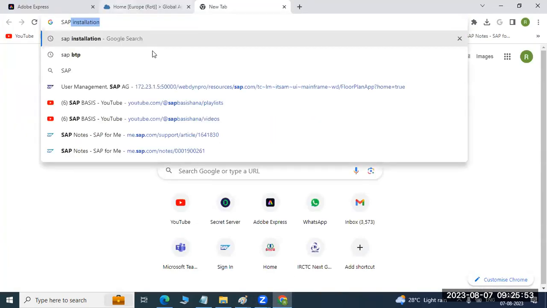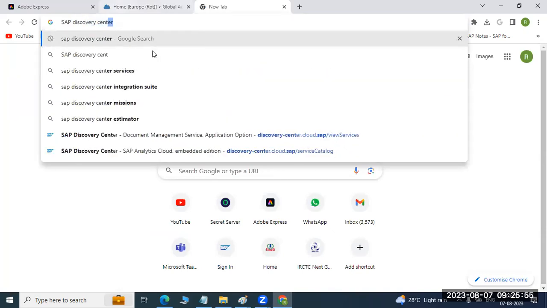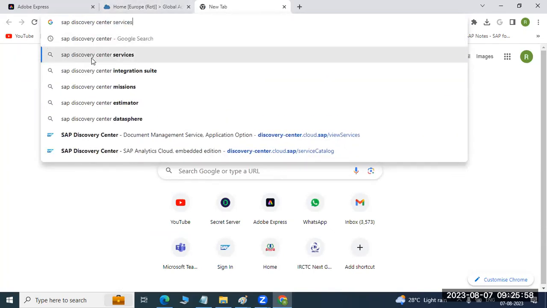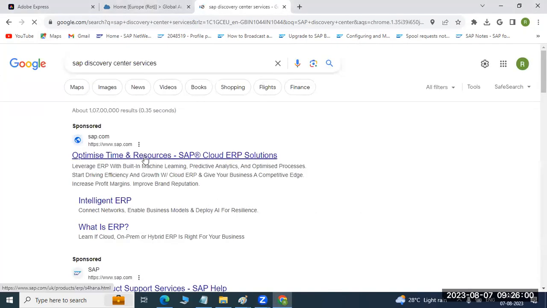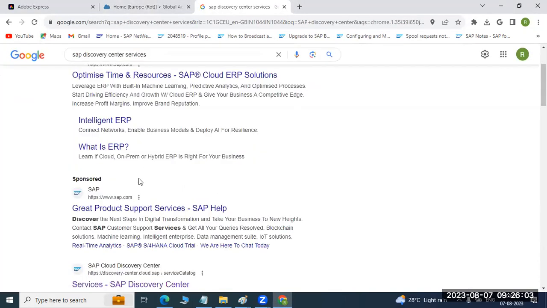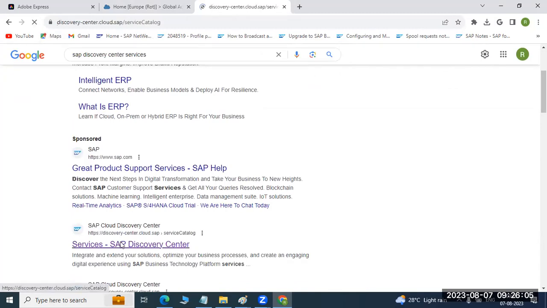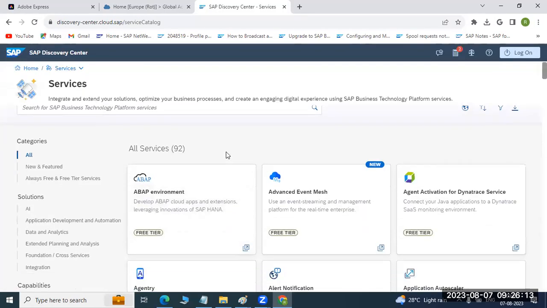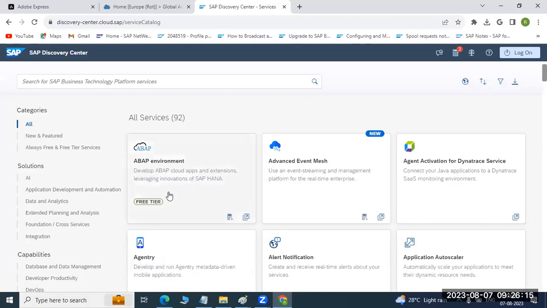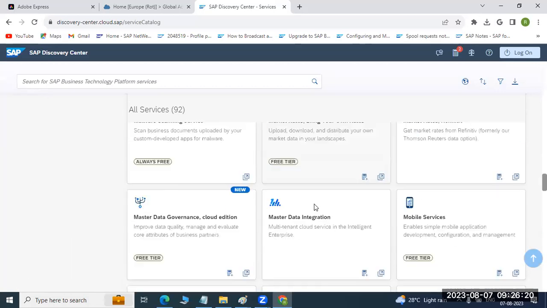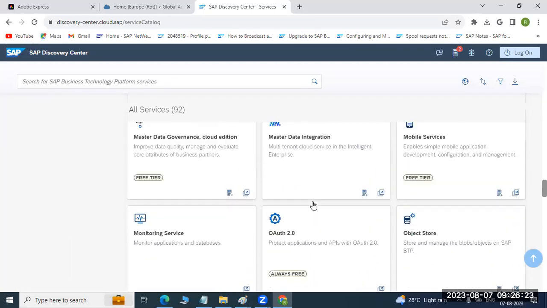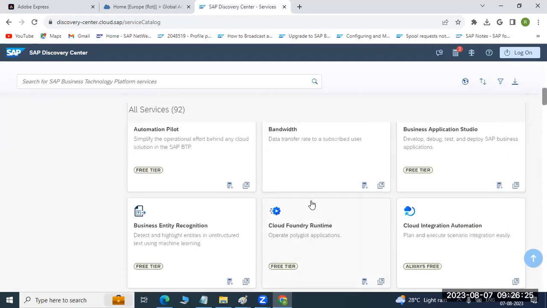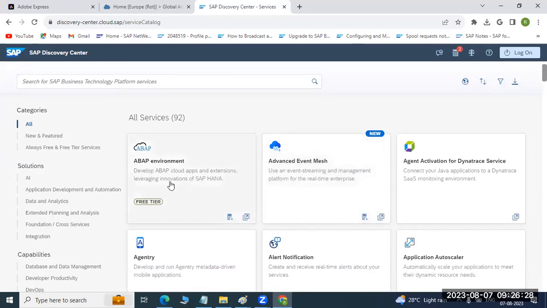Suppose you go to the SAP Discovery Center. Here in the Discovery Center we get some options. Suppose you want to take the free trial account, you will get the free trial. The list of services available here, you can choose which one you want to use. Suppose SAP is also providing the ABAP environment.